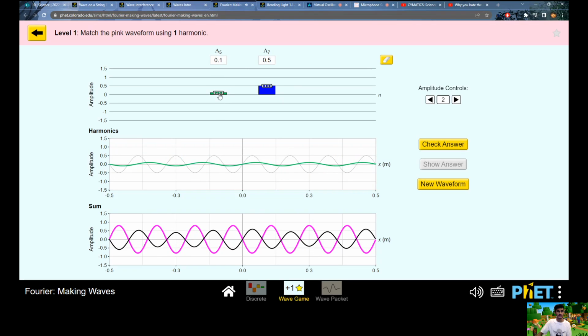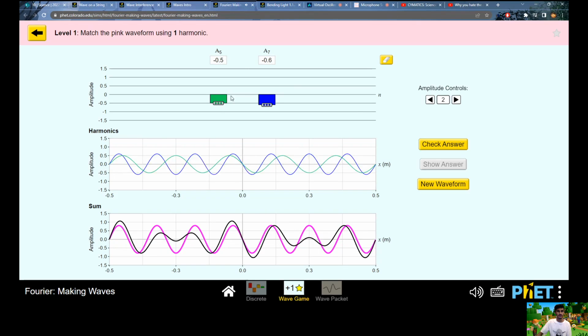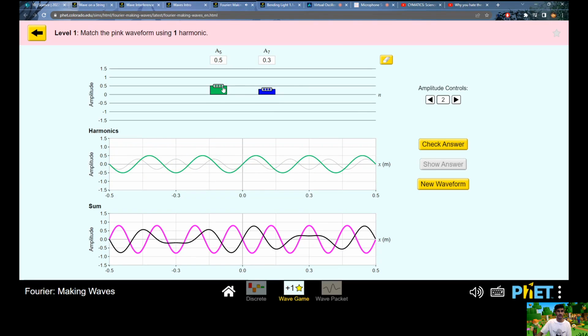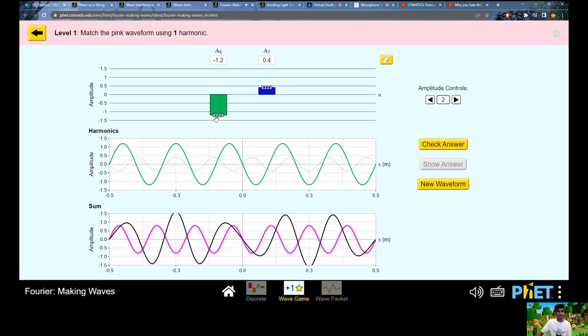These two sliders you can use to adjust the amplitudes of the two waves, and what you're trying to do is get them to match up to the purple wave. So I'm controlling the blue and the green wave. You can see the individual waves under harmonics. A harmonic is basically a wave that has one frequency. So it's those nice, neat waves. At the bottom, you can see the sum of those two waves when we add them together, or when they interfere. I'm trying to get my two waves to match up to the purple one. The black line represents the sum of my two waves.